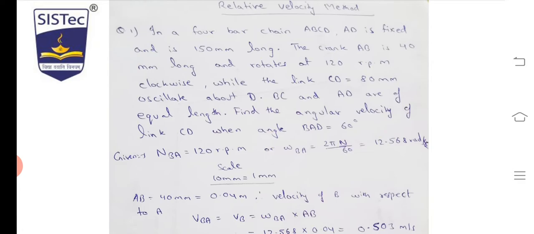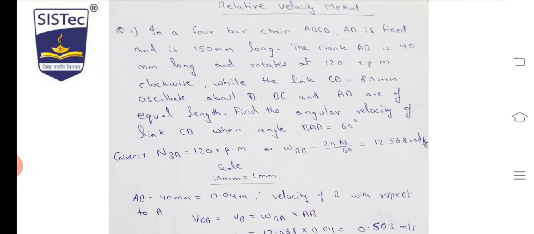As in the given data, NBA, that is the rotation per minute of link BA, is equal to 120 rpm, by which we can calculate omega BA, which equals 2 pi N by 60. Put the value of N. We got omega BA equal to 12.56 radians per second. To draw the space diagram, we have taken a scale of 10 mm is equal to 1 mm, meaning 10 mm will be represented by 1 mm on the diagram. As AB is equal to 40 mm, in meters it is 0.04 meter.